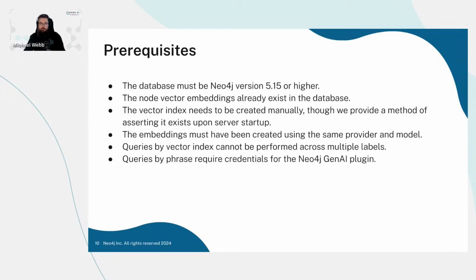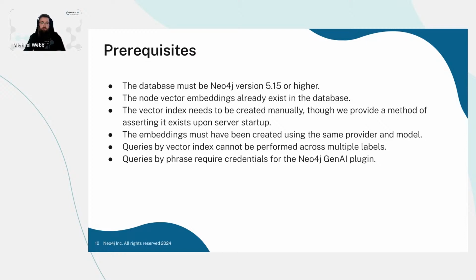There are some prerequisites to using this though. The database must be Neo4j version 5.15 or higher because it's a relatively new feature. The node vector embeddings must already exist in the database because, as I said, it's read-only. That needs to be done outside of this directive. The vector index needs to be created manually, though we'd provide a way of asserting it exists when the server is starting up. The embeddings must have been created using the same provider and model, such that if we were using OpenAI to generate these vectors, then we must also use OpenAI to do a query on them.